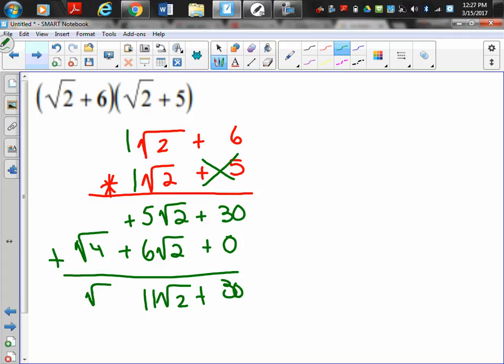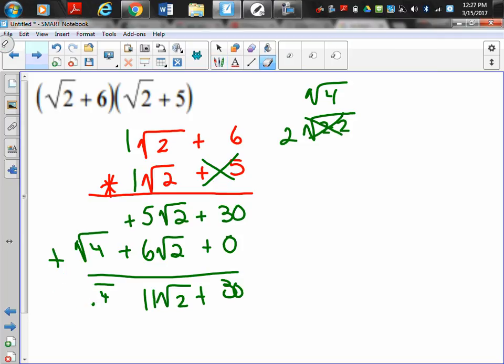So the square root of 4. Alright. 2 times 2. It's easy now. Square root of 2 times 2. I have a pair of 2's, so that comes out. So this is square root 4, so 2 plus 11 square root of 2.